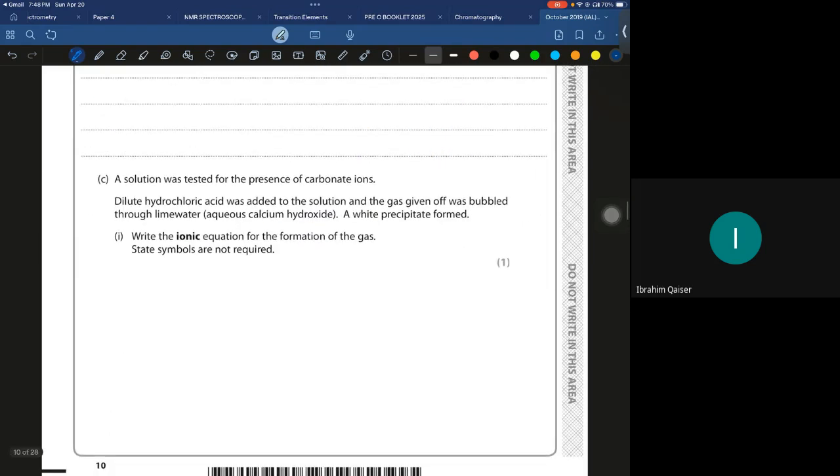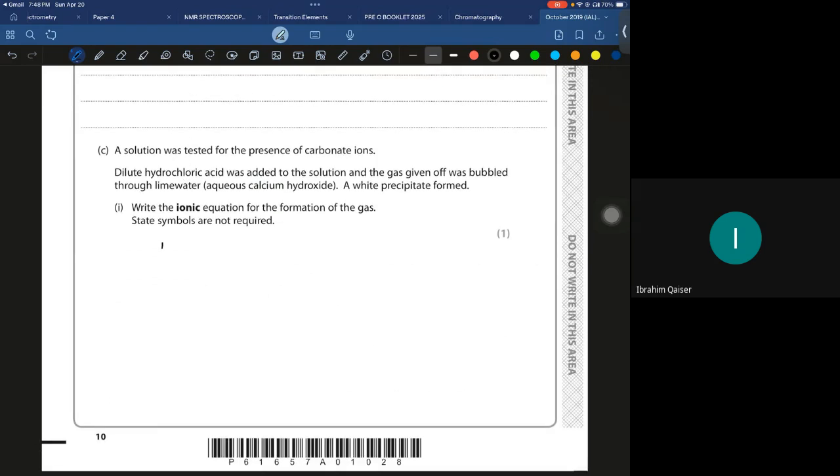A solution was tested for the presence of carbonate ions. Write an equation for the formation of the gas. State symbols are not required. They're asking for an ionic equation. So first of all, you have to write down the full equation so that you can write down an ionic equation. In this question, HCl is going to react with carbonate.